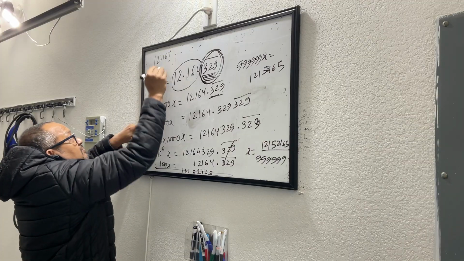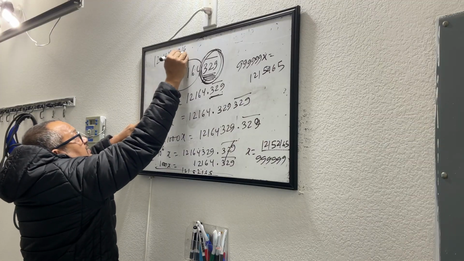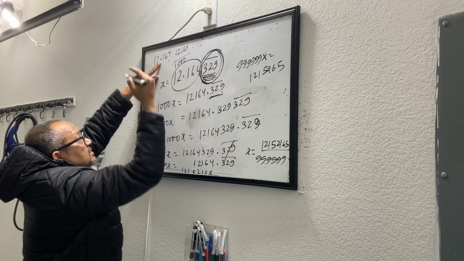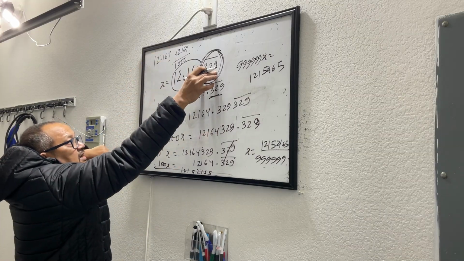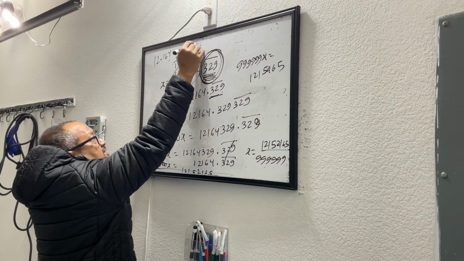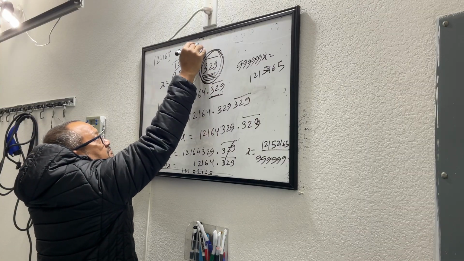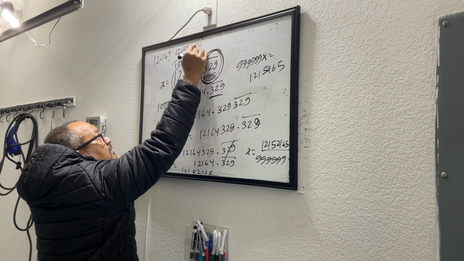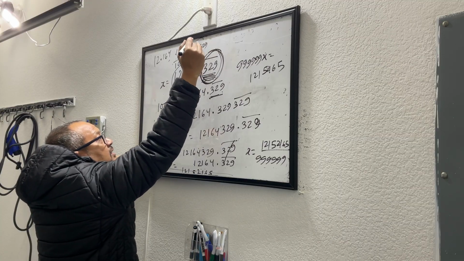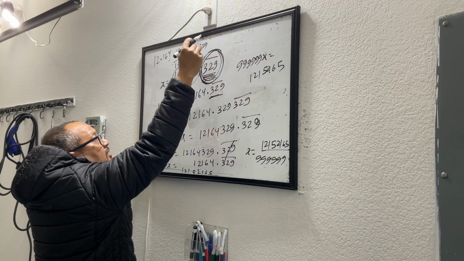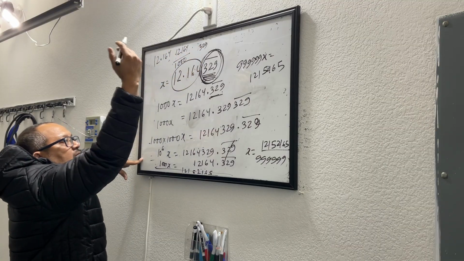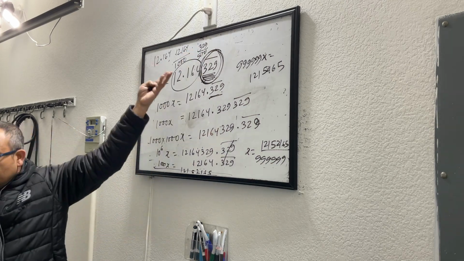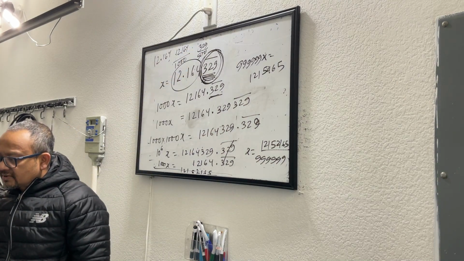So 12.164 will convert to a fraction like 12164 divided by 1000, that is 1 followed by 3 zeros. This is a fraction, and let's say this one is converted into a fraction, 329 divided by, whatever it is, let's say 500. You can add these two fractions and you're done.